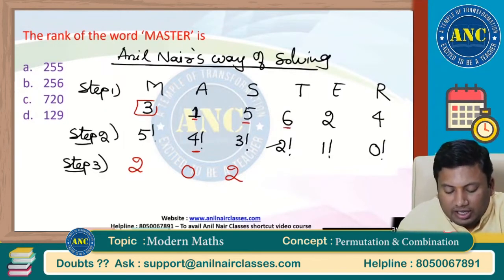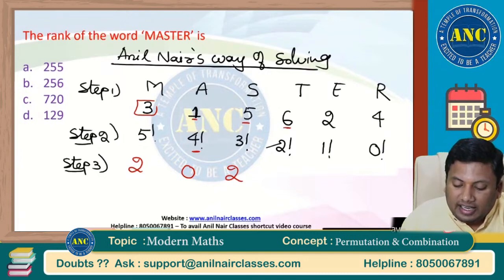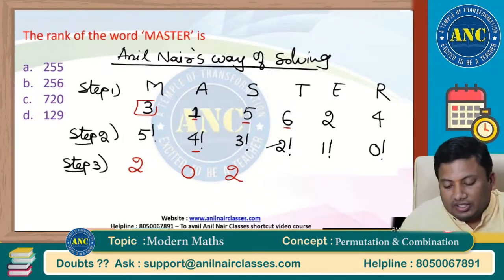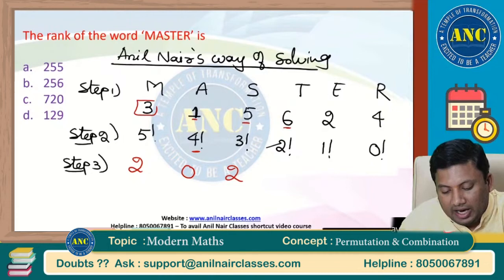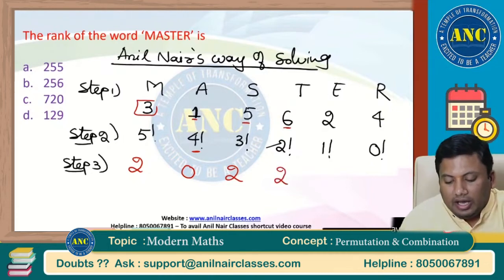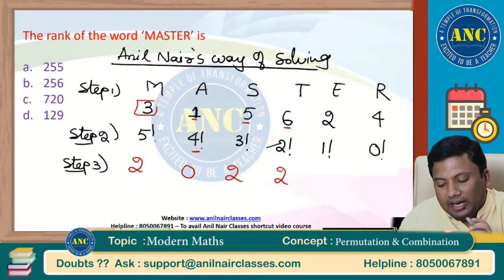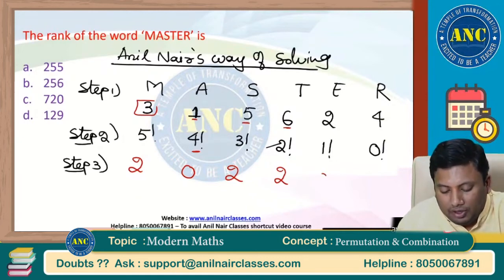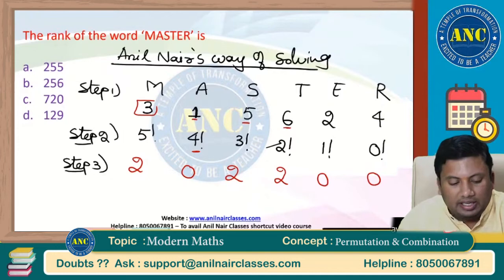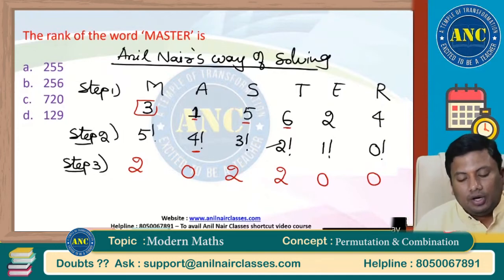Next one, 6. How many numbers to the right side are less than 6? 2 is less than 6 and 4 is also less than 6. Again, two numbers. Again, go to 2. How many to the right side are less than 2? 4 is not less than 2. Here it is 0. Is this clear? 2, 0, 2, 2, 0, 0.